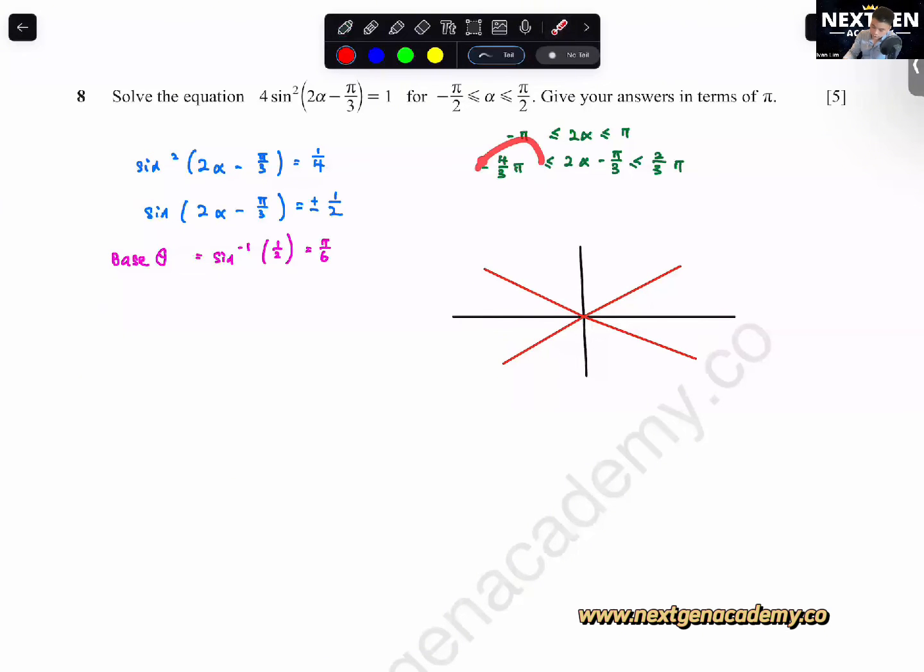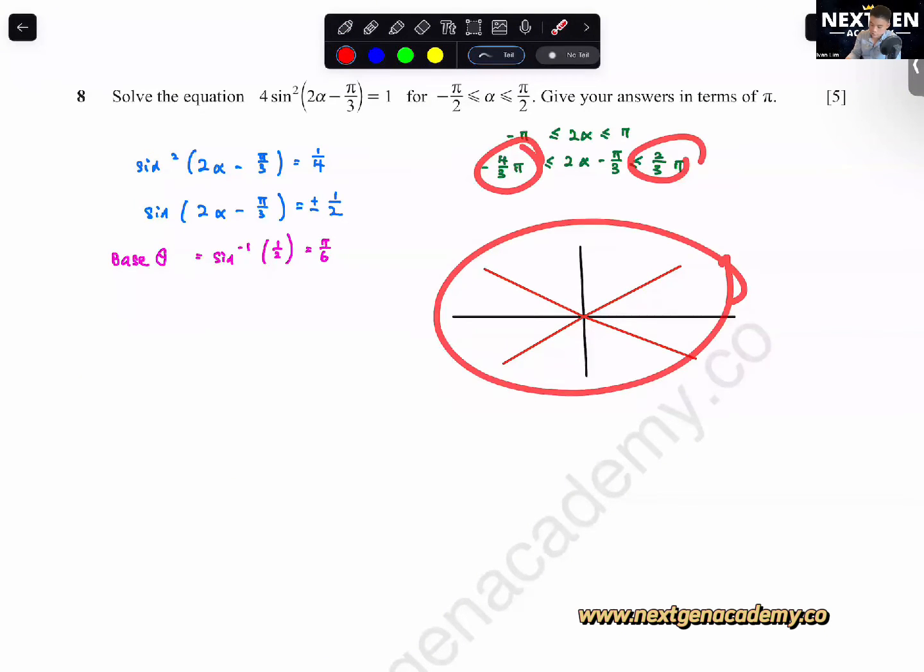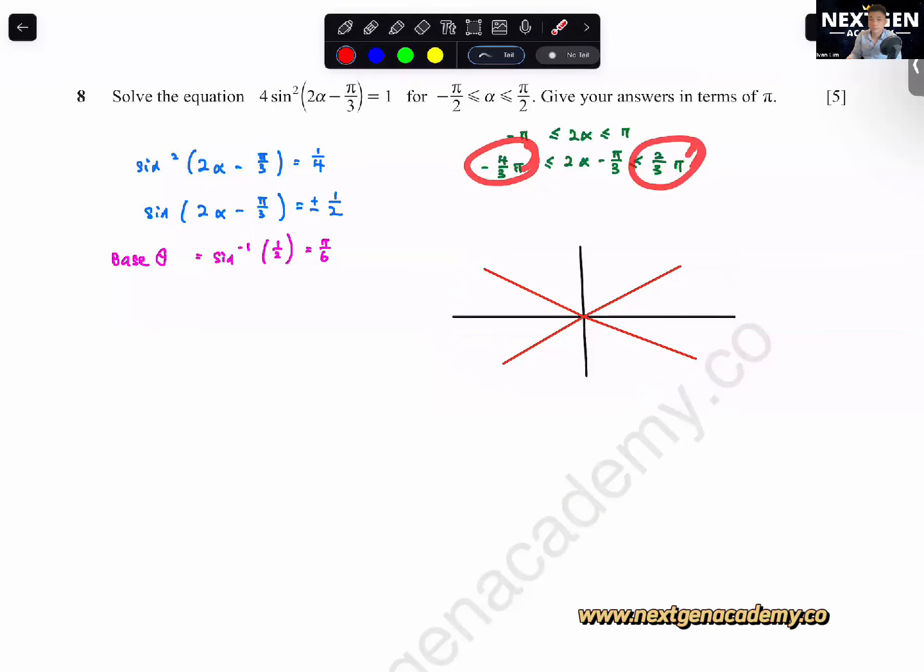So I want to consider my angles for this ASTC from negative 4 over 3 pi to 2 over 3 pi. What exactly is negative 4 over 3 pi to 2 over 3 pi? If you cannot think in terms of radian, change it to degrees first so that it's easier and clearer for you to think about it. This step is not necessary, but you can just write it down. So you take negative 4 over 3 times 180, which is negative 240 degrees to 120 degrees.